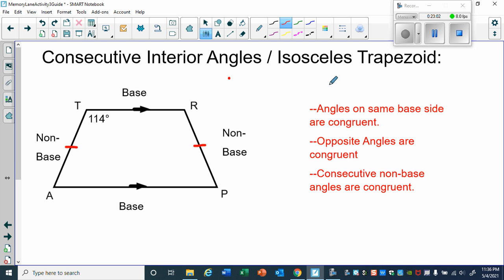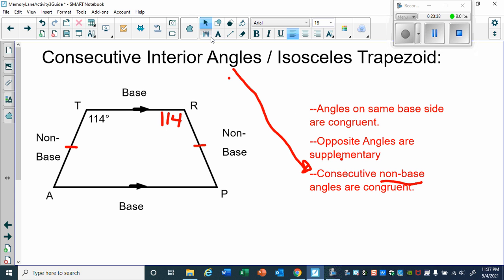again, consecutive interiors in the isosceles trapezoid. For the consecutive interiors, it's non-base. Now the base angles are congruent. So for instance, angle T is 114. Since it's on the same base as angle R, R has to be 114. And then the opposite angles should be supplementary. So rather than congruent, it's supplementary.